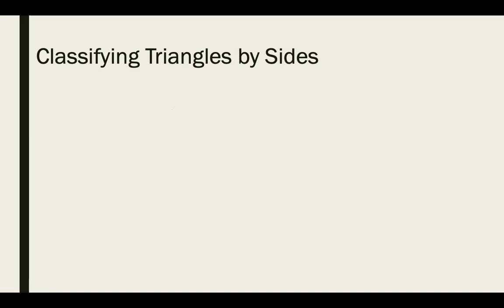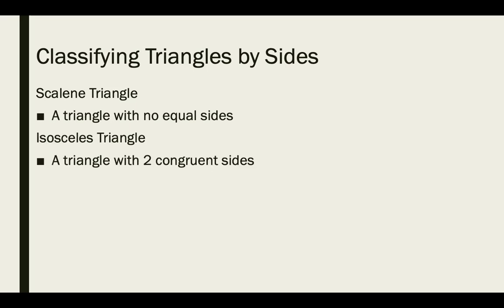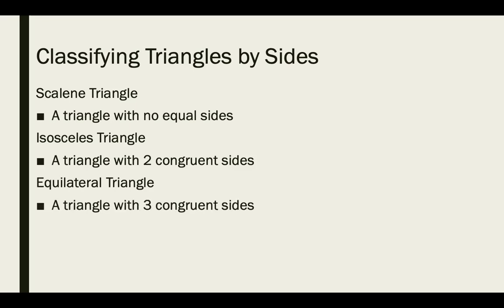All right, we also have some words to classify triangles by their sides. One word is scalene. All scalene means is that all 3 sides are different. It's a triangle where none of the sides are equal to each other. The next word is isosceles. An isosceles triangle is a triangle with 2 congruent sides. And then lastly, we have an equilateral triangle, which is a triangle where all 3 sides are congruent. So no congruent sides, all sides are different. Isosceles, 2 of them are congruent. Equilateral, all 3 are congruent.